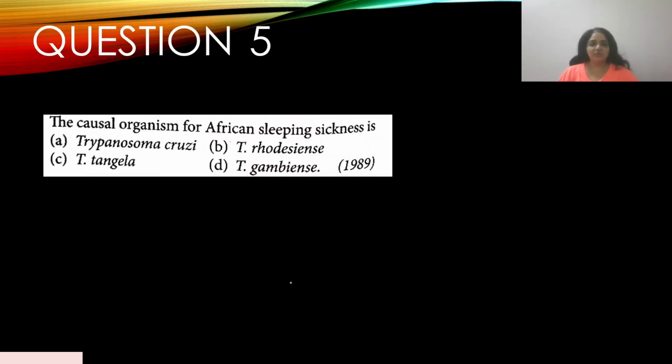The causal organism for African sleeping sickness, and then you have your options A, B, C, and D. This appeared in 1989. Now, if you notice, option B is also an African sleeping sickness causal organism, and option D also, because they haven't specified whether it's West Africa or East or Central Africa. So technically, they haven't been very specific, but either option could be right, B and D.